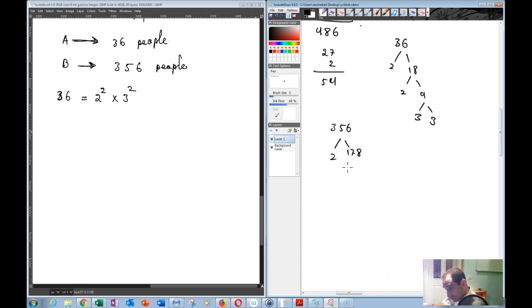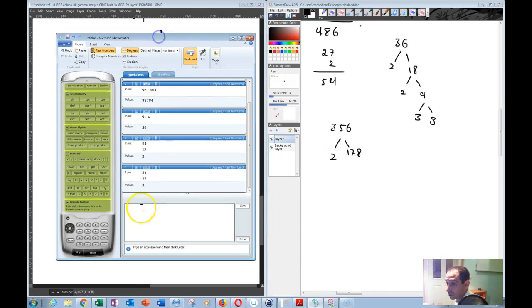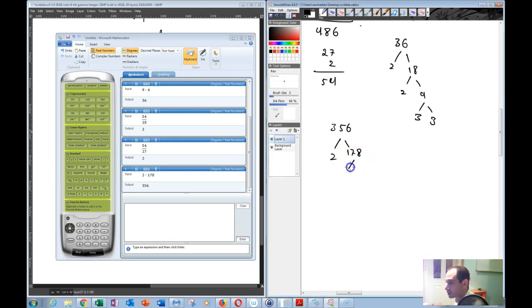And 356, you can write it as 2 times 178. I don't want to be making mistakes here, so 2 times 178 is equal to 356, and then this is equal to 2 times 2 times 89. 100 divided by 2 is 50, 70 divided by 2 is 35, and that's a 4, so that's 89.